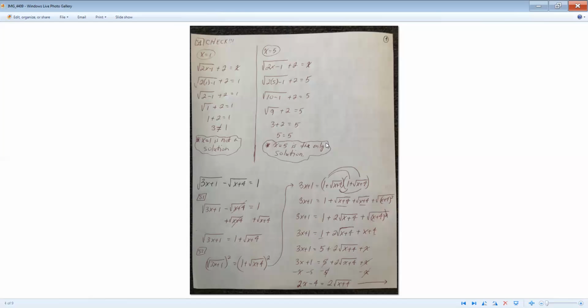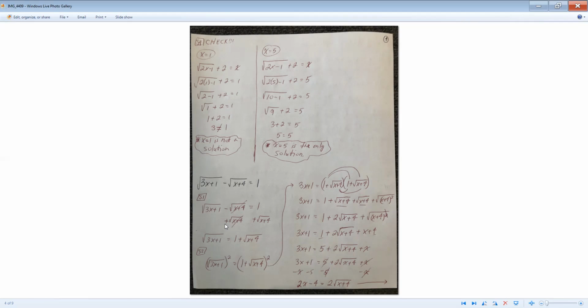All right, so let's look at another one. We have the square root of the quantity 3x plus 1 minus the square root of the quantity x plus 4 equal to 1. So we want to isolate one of our radicals. Doesn't matter which one we isolate. The easiest one to do in this case would be to isolate the 3x plus 1 because we have a negative sitting in front of the other quantity. So we can add the square root of x plus 4 to both sides.